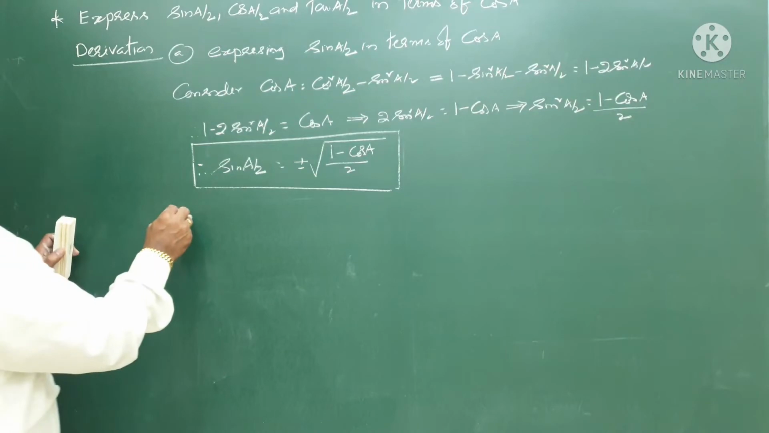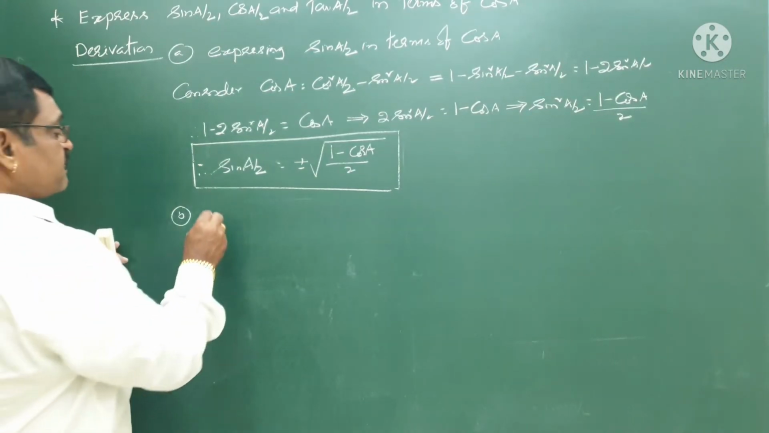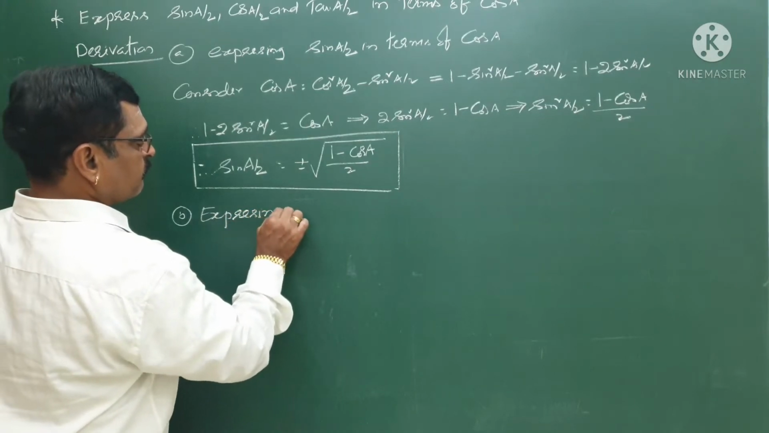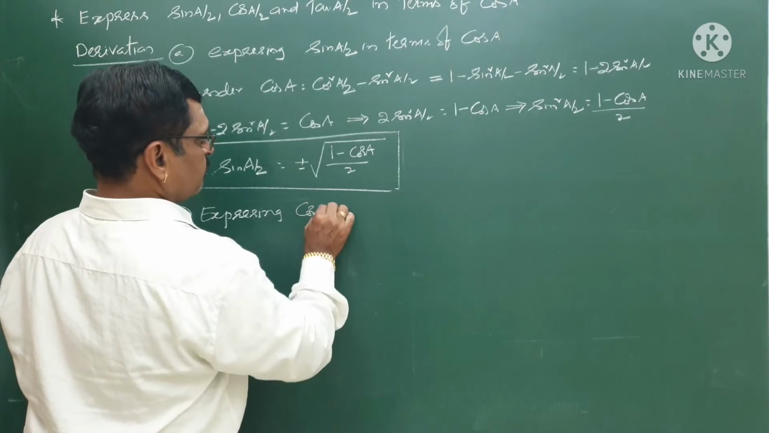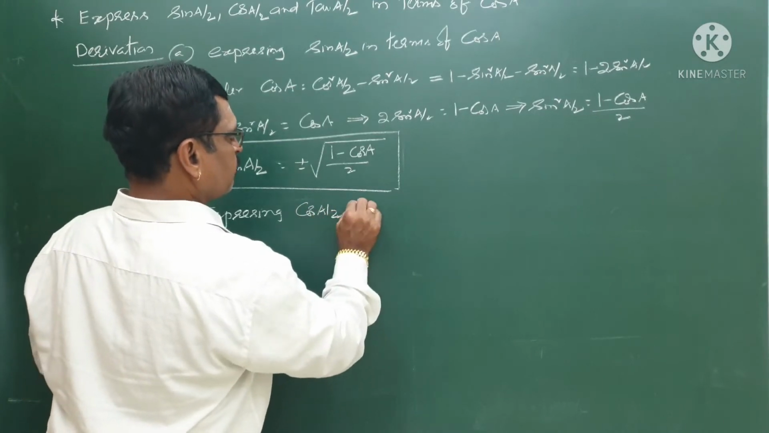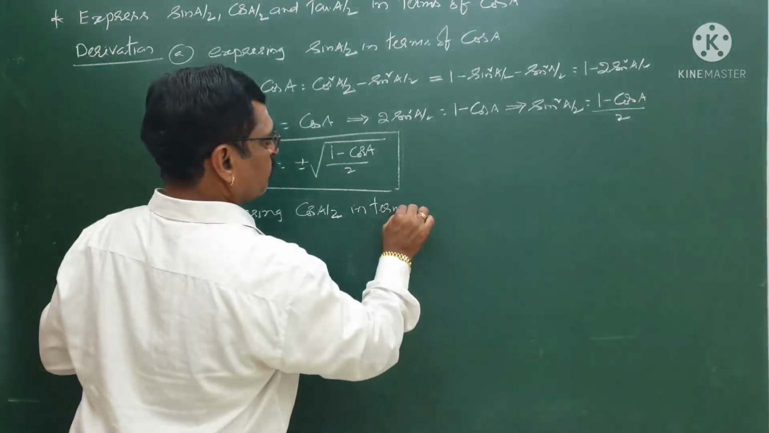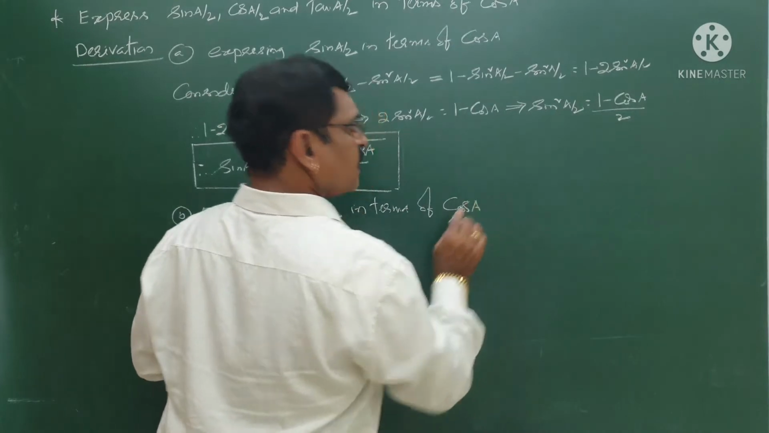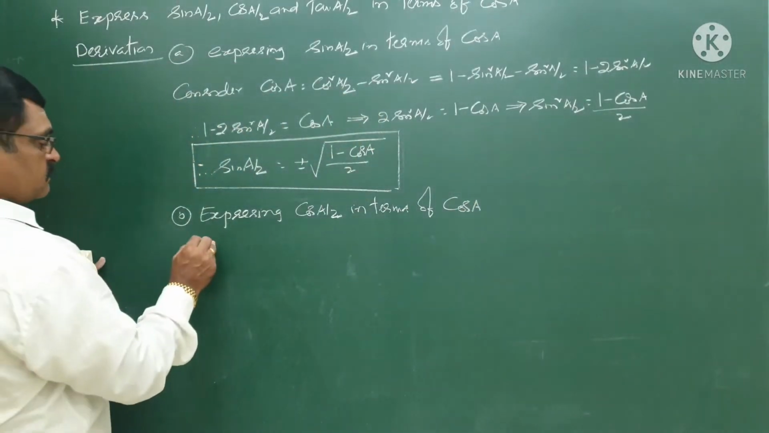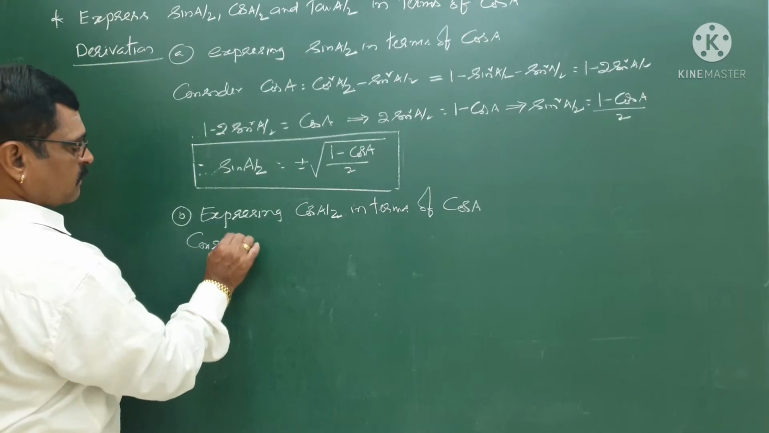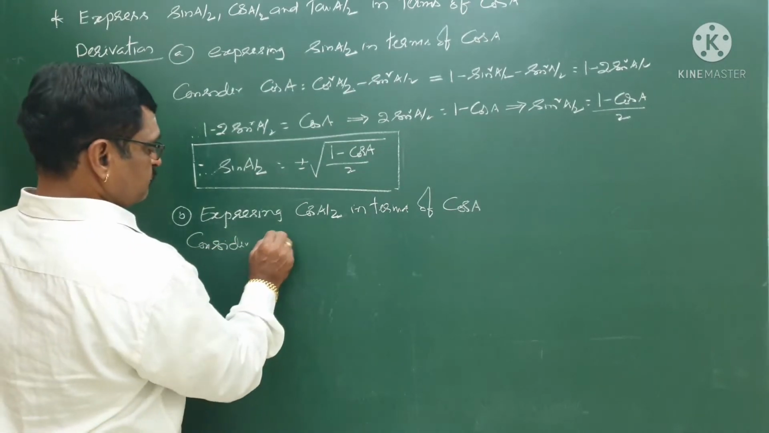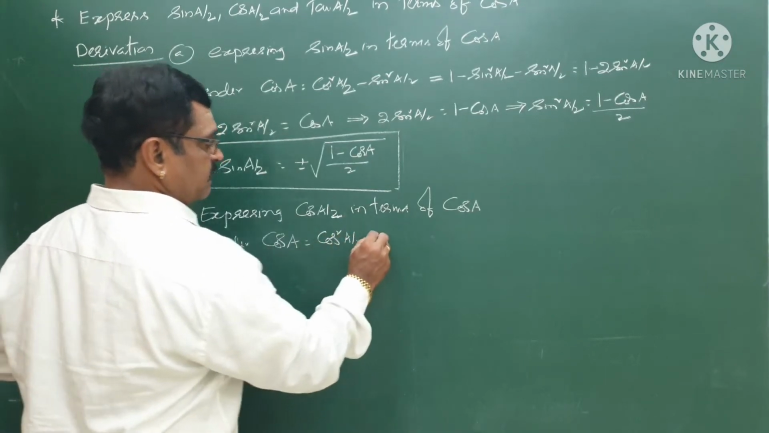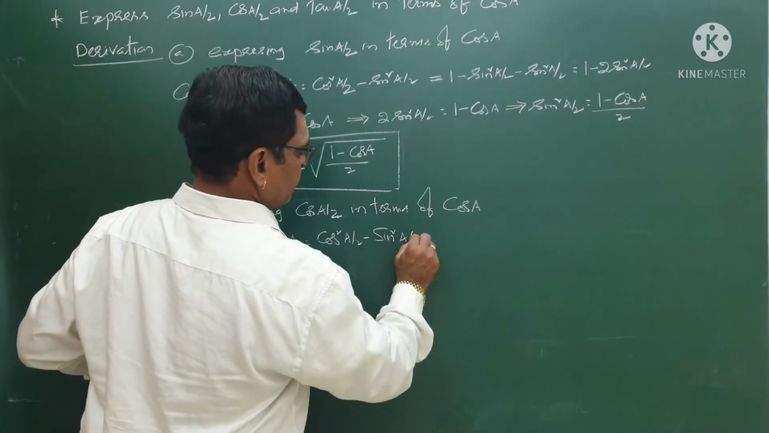Okay, next one, B. Expressing cos A by 2 in terms of the same cos A. Method is same. Okay, consider cos A is equal to cos square A by 2 minus sin square A by 2.